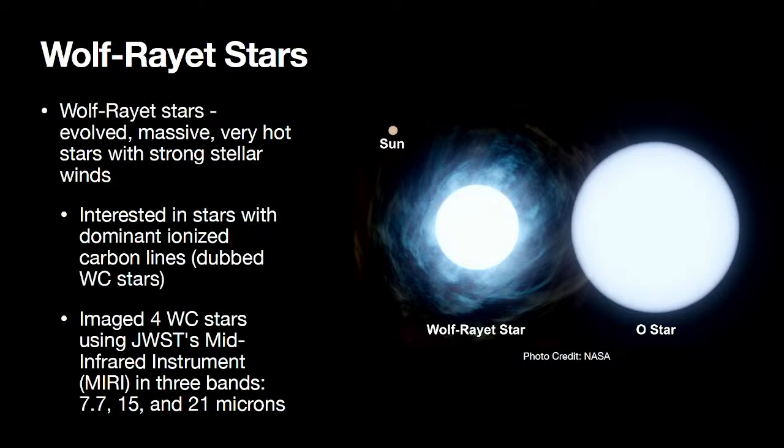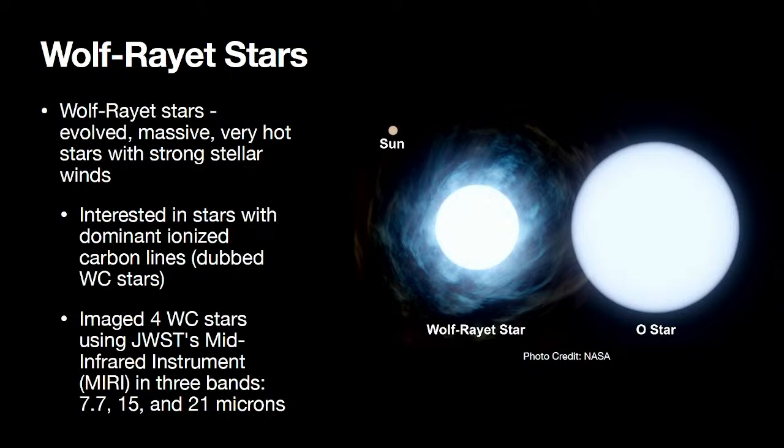Jasmine already taught you a little bit about what Wolf-Rayet stars are, so I'm not going to bore you with all those details again, but I do like this cool little diagram here, which gives you a comparison of the size of the Wolf-Rayet stars and their O-star companions in comparison to our dinky little sun. So we imaged 4 of these WC stars using JWST's mid-infrared instrument, and we did it in 3 filter bands, 7.7, 15, and 21 microns. Oh, and sorry, when I say WC, I mean carbon-rich stars.